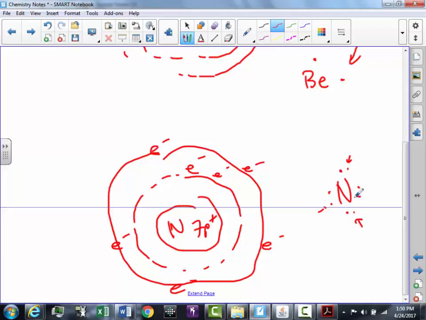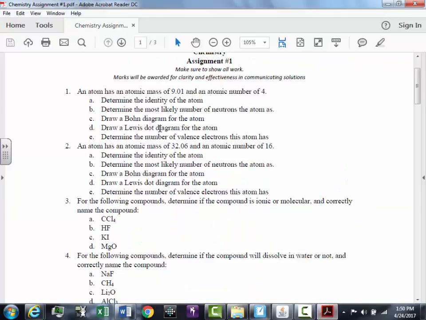A little bit. Okay. Anyways, that's what I'm looking for when I ask you to draw the dot diagram. So last little bit here, the number of valence electrons. Well, the answer to that is, how many dots did you draw around the thing? If you draw 1 dot, it has 1 valence electron. If you draw 6, it has 6. Does that work?